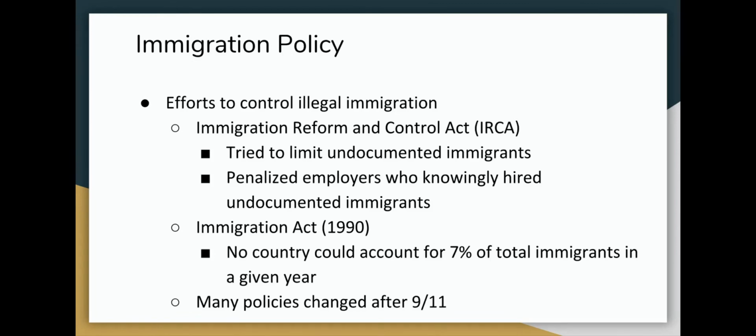Efforts have been made to control illegal immigration. The Immigration Reform and Control Act tried to limit undocumented immigrants. It penalized employers who knowingly hired undocumented immigrants. Many policies have really changed since 9/11. You can even look at Syria recently, with our quota on the number of Syrian refugees and people being afraid of ISIS.